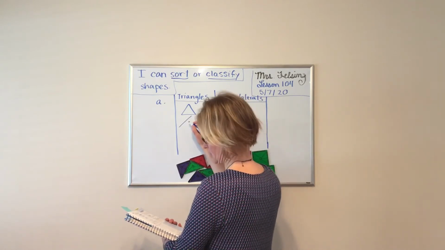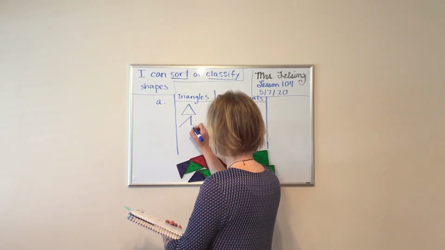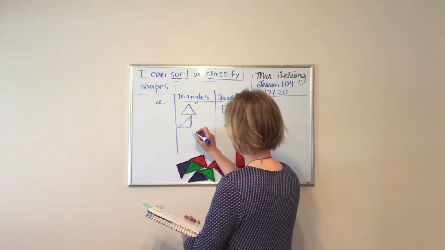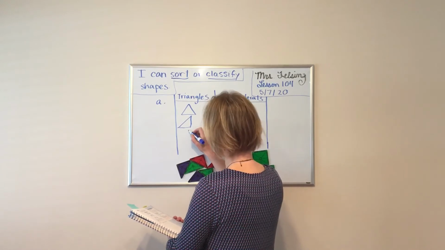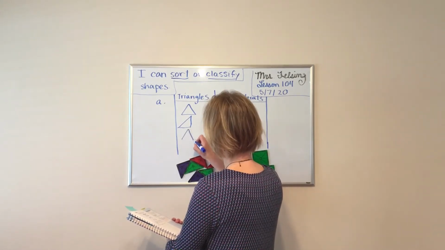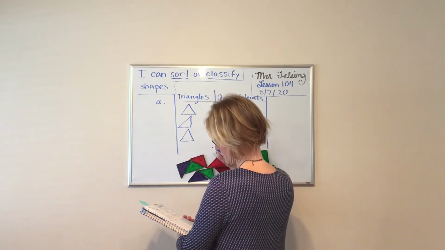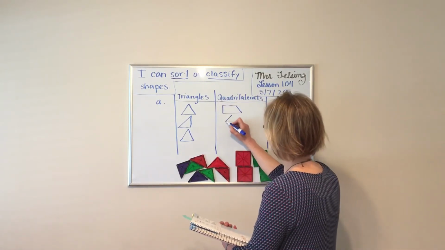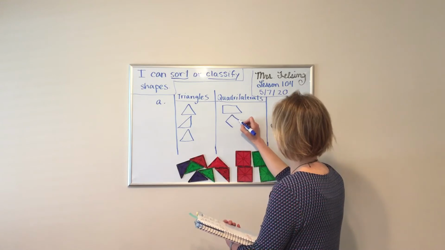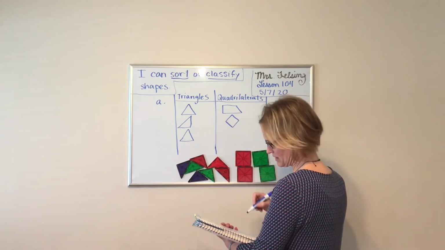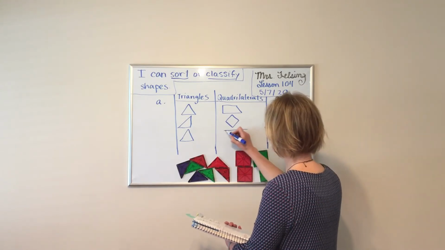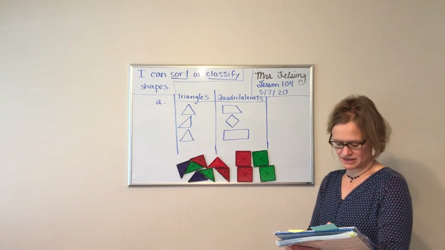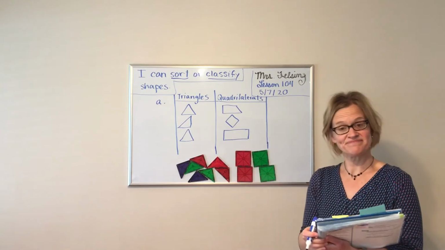Ooh, this is a very skinny triangle. Very much off to that side. And again, if it's not exactly right, it's okay. Ooh, the next one is a diamond. Now the diamond, remember, has 4 sides. So we're definitely going to put that in the quadrilateral. And the last one is our rectangle. So when you get done, it should look something like that.